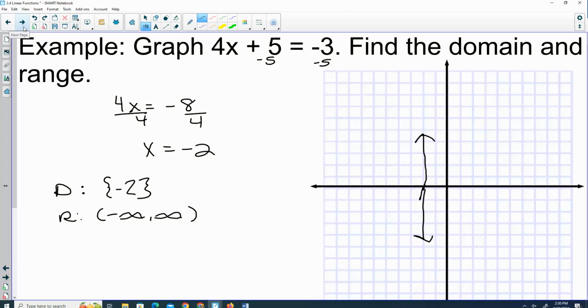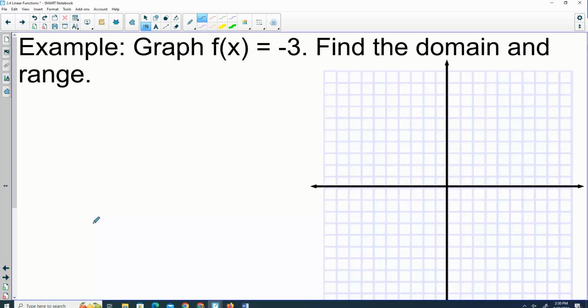Let's try one more. What if I said f of x equals negative 3? It's a horizontal line. F of x is like y. There's no x. In order to be a slanted line, you have to have x and y. So if it's just one variable, if it's x equals, it's vertical, y equals, it's horizontal. So we have a horizontal line of negative 3. What's the domain of that? All x's, but my range is just the negative.